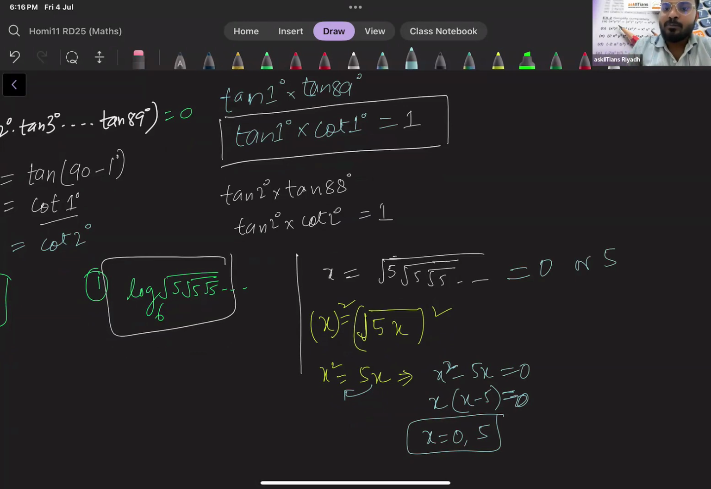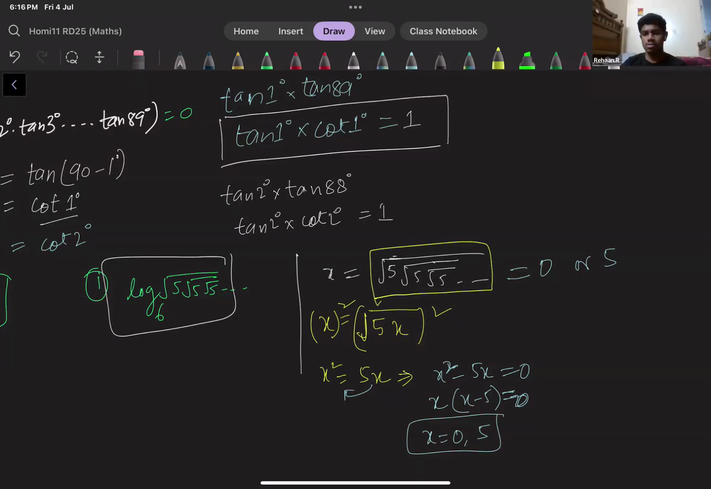Now, what do you think, guys? Are both the values possible or only one value is possible? Both values are possible? Just look at this expression. Root 5 is given. Can root 5 be 0? No. If we are multiplying root 5, can this be 0? No, it can't be 0. If we are multiplying this with under root 5 again, can it be 0? No. Yes or no? It cannot be 0.